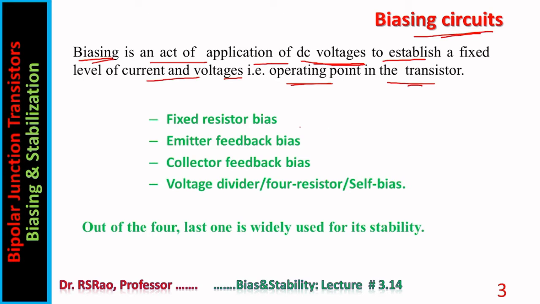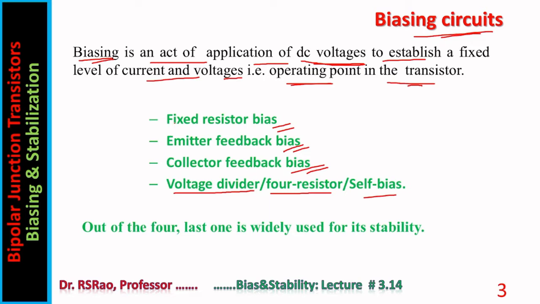Several types are available. First one is fixed resistor bias. Second one is emitter feedback bias. Third one is collector feedback bias. Last one is voltage divider bias. It's also known as 4-resistor bias. Another name for it is self bias. One or two points before going further can be stated regarding these four types of biasing techniques.